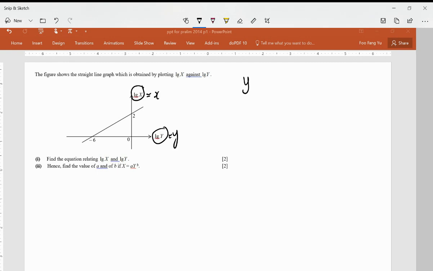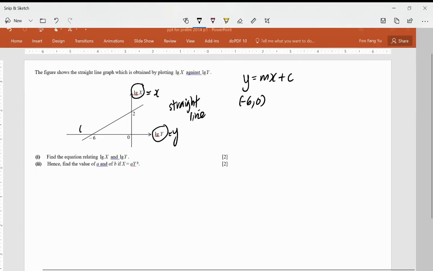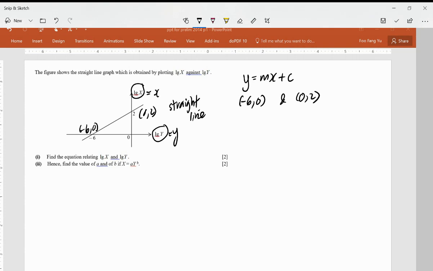The idea is that as long as you have a straight line, you'll be considered to be related by y equals mx plus c. So we're going to relate these two linear ideas using y equals mx plus c. If I have the coordinates negative 6, 0 and 0, 2, they will help me find my m and my c values. So that's what I need to do.